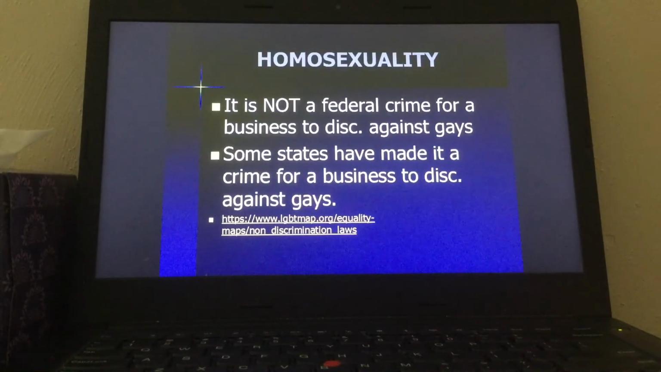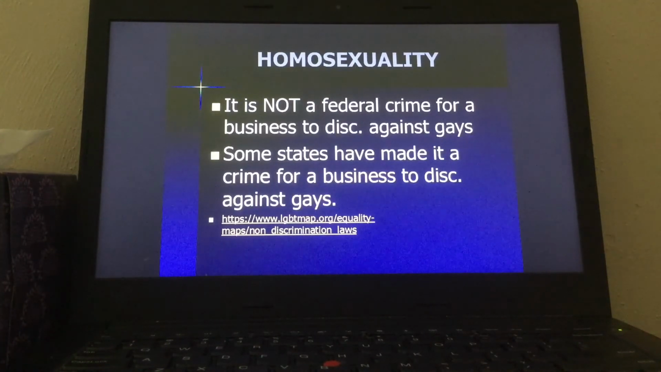And then lastly, the 1964 Civil Rights Act and other laws have said businesses cannot discriminate on the basis of race, gender, religion, age, disability. But Congress has never passed a law saying that businesses cannot discriminate against gays, against homosexuals. So what that means is it's a state-by-state issue. And some states have made it a crime or illegal for a business to discriminate against gays.